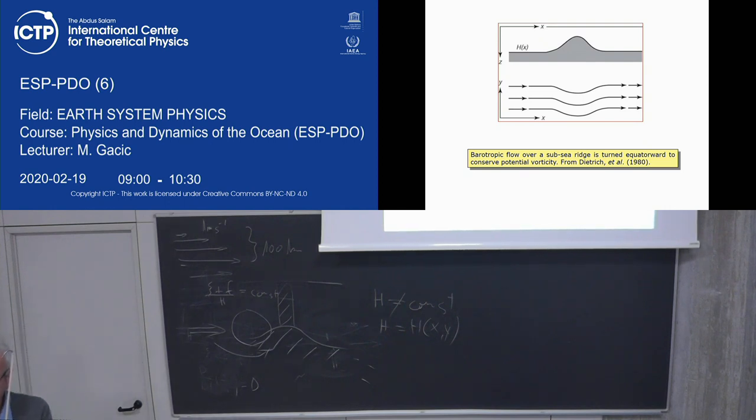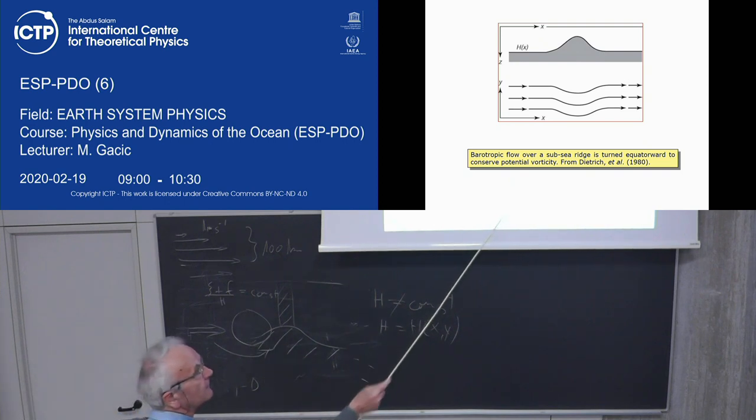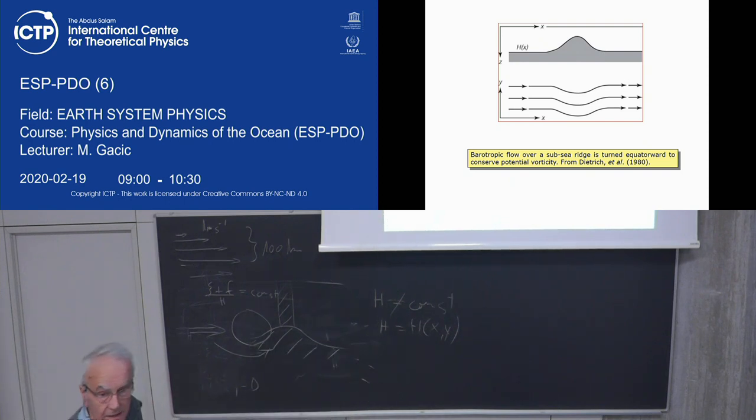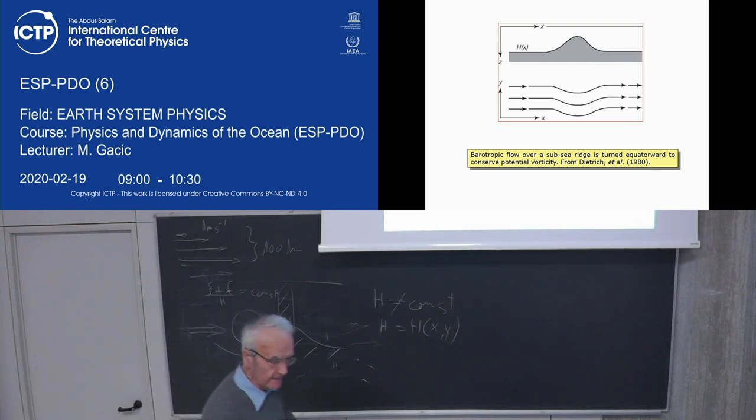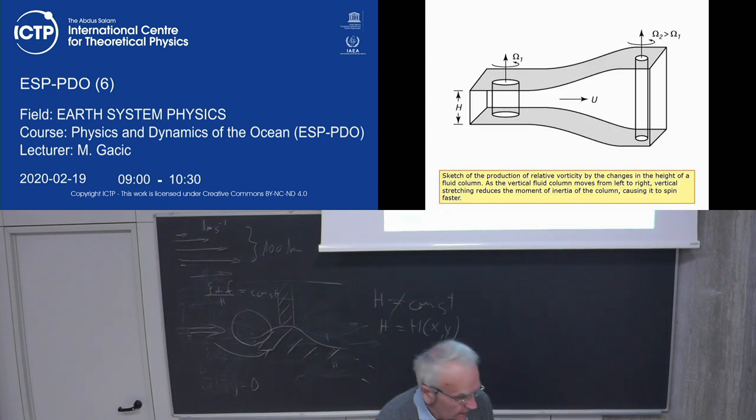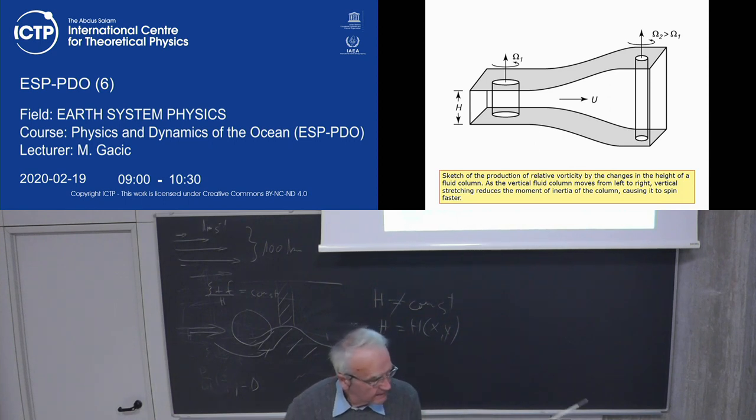If the flow is not barotropic, so that means it's vertically stratified, then the entire water column will not feel what is happening there. Only part of the water column will feel. But in the case of the barotropic flow over the ridge, the entire water column feels what is happening at the bottom. So intuitively, this is for the barotropic flow. This is a similar thing.